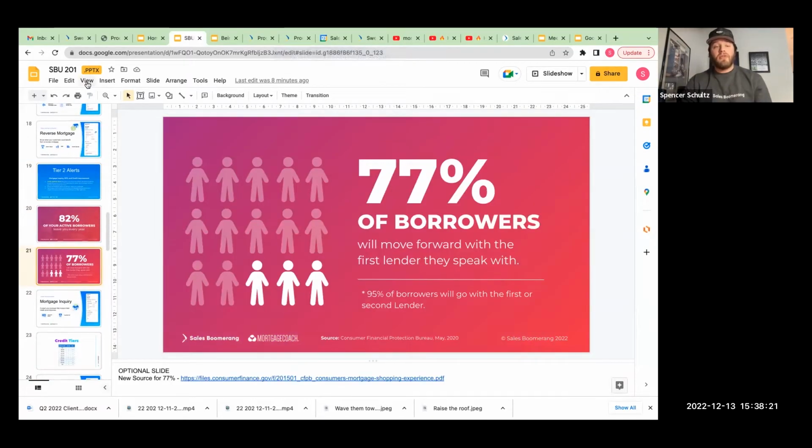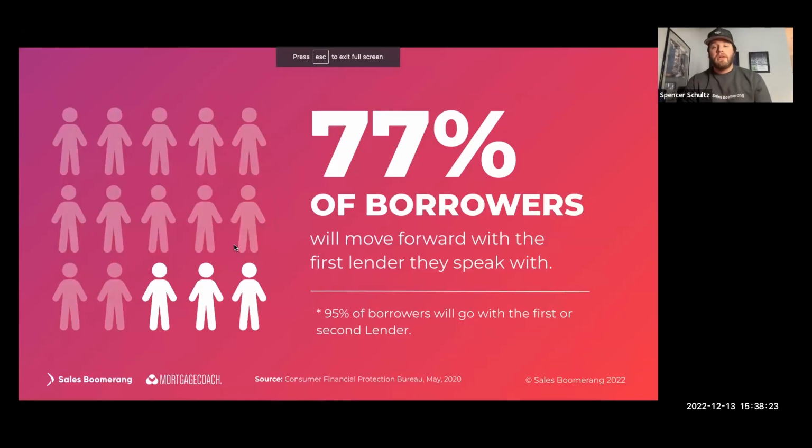77% of borrowers are going with the first lender they speak with. 77%, nearly 4 out of 5, are moving forward with that lender. Almost 1 out of 5, nearly the rest of them, only 5% remaining, go with the second lender. So you've got about an 18% chance, according to the CFPB, about a 1 in 5 chance of retaining that customer. If you're third, or fourth, or last, you've got about a 1 in 20 shot after that. So you better be second if you're not first.